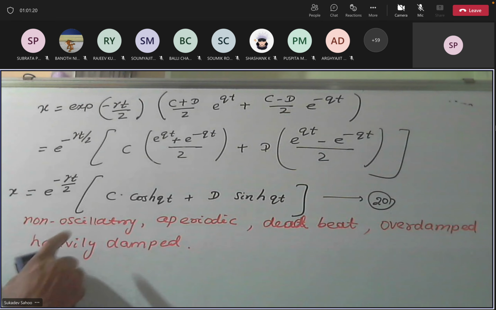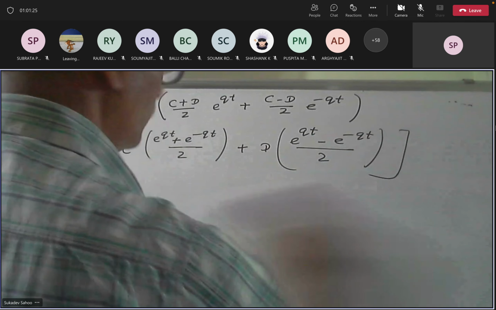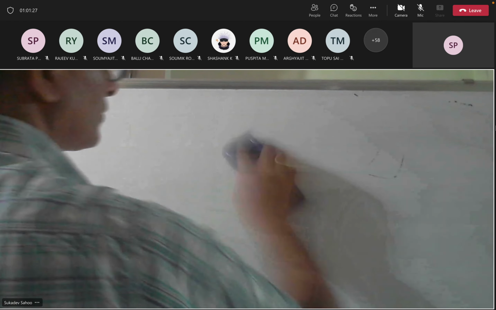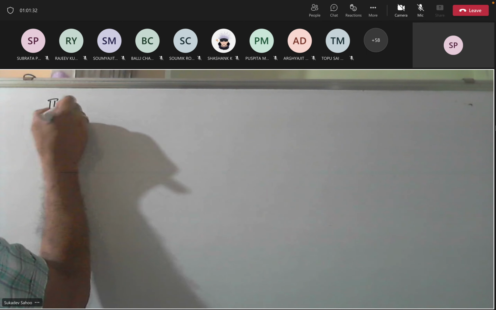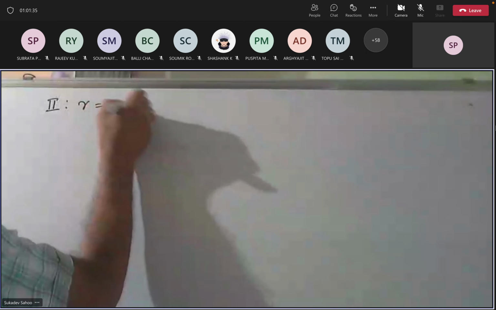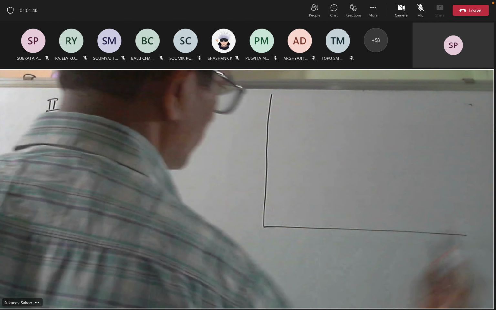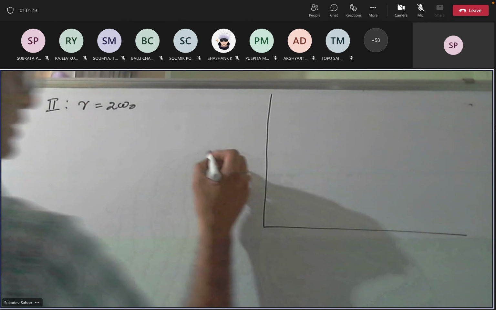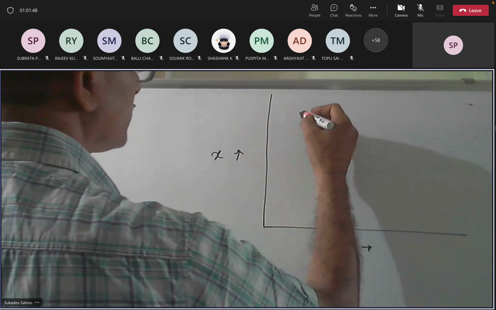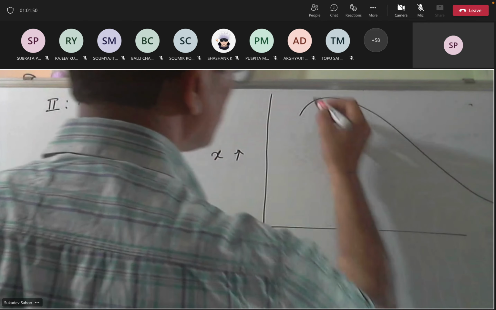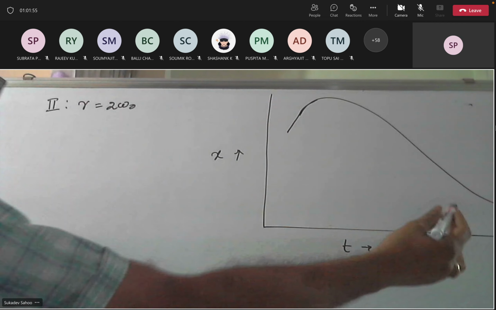So this is non-oscillatory aperiodic motion. Now case 2, when gamma equal to 2 omega 0. Here if you plot a graph of x versus time, then you will get a curve like this. It increases and then decreases.